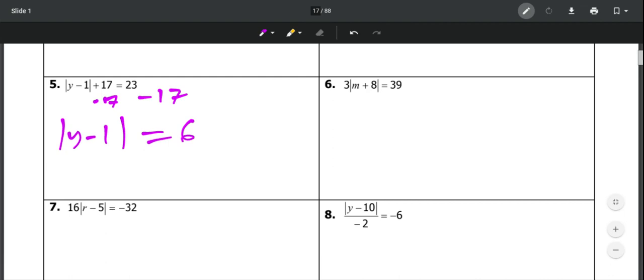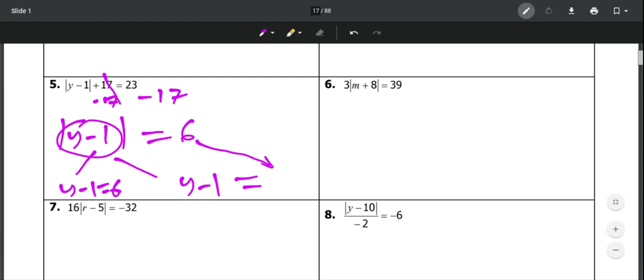Then the next step would be, that was the first step, isolating the absolute value. Now that it's isolated, we break it back up into different pieces, which will be my y minus 1 equals 6. That'll be one of our cases. Then the second case is y minus 1, so the inside just stays. And then we're going to make this a negative.